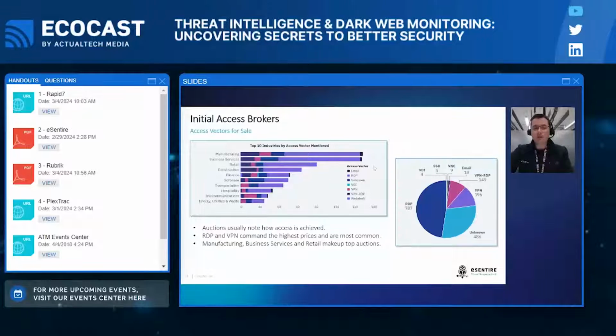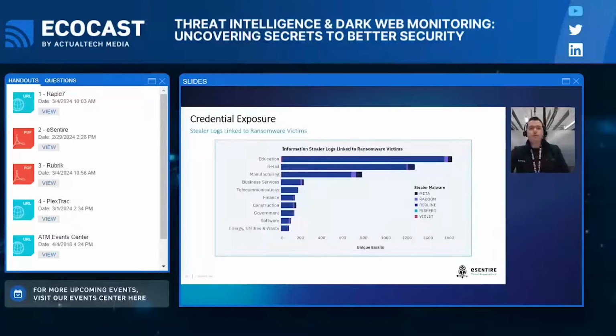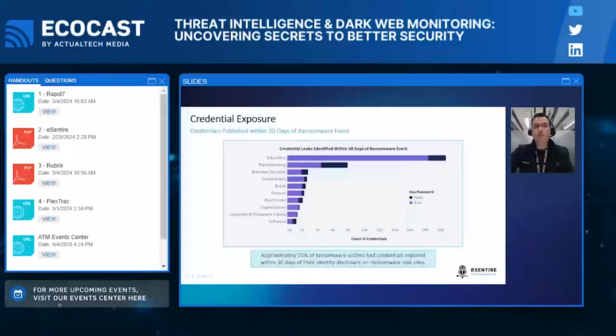Now, if we move on to credential markets, we did correlate information stealer credentials back to ransomware victims using their company domain. And here we saw education and retail were the most affected. However, that's likely due to mixed employees and customers using a similar login domain. Really here, I think manufacturing sticks out with elevated exposure to information stealing malware, at least preceding their ransomware event.